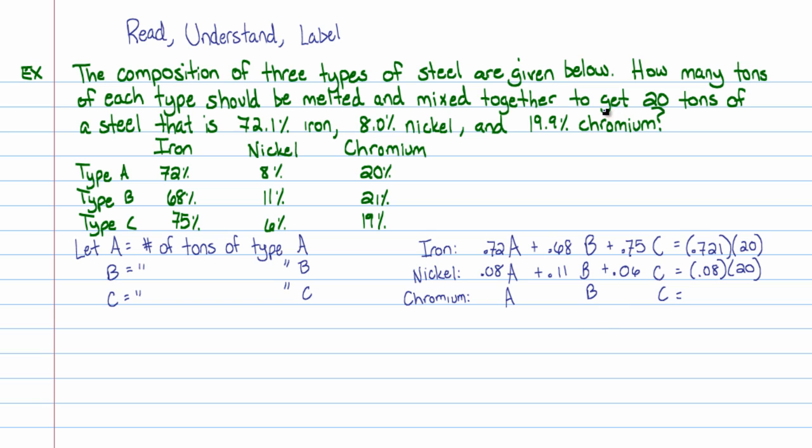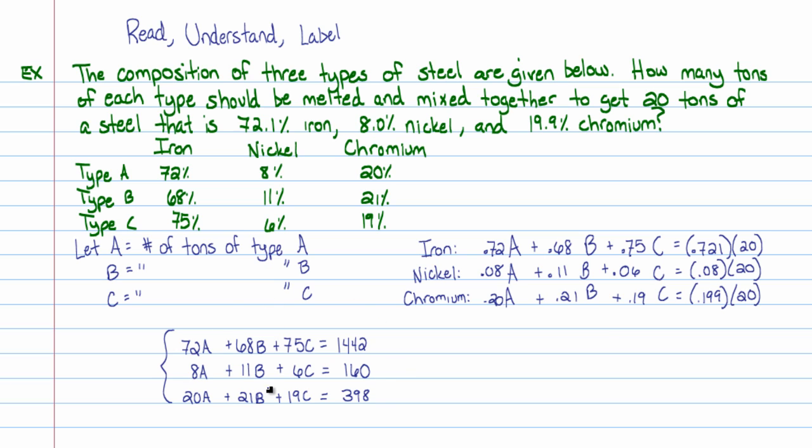Okay, finally let's talk about the chromium. I know the amount of pure chromium in the final mix is going to be 19.9% of that 20 tons. And now the chromium from type A is 20% of type A's chromium, and 21% of type B is pure chromium, and finally 19% of type C is pure chromium. So I see I have three equations, three unknowns, and we're ready to go. One thing I probably will do here is multiply all three equations by 100 so that I can get rid of the decimals. So I'll go ahead and do that in one fell swoop.